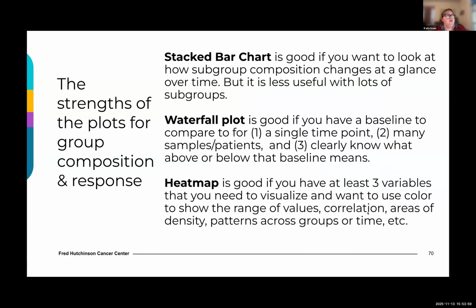So looking at these, the stacked bar chart is good if you want to look at how subgroup composition changes at a glance over time, but it's less useful if you have a lot of subgroups. The waterfall plot is good if you have a baseline to compare to for a single time point, many samples in patients, and you clearly know what above or below that baseline means. And a heat map is good if you have at least 3 variables that you need to visualize and want to use color to show the range of values, the correlation, areas of densities, patterns across groups or time, etc.